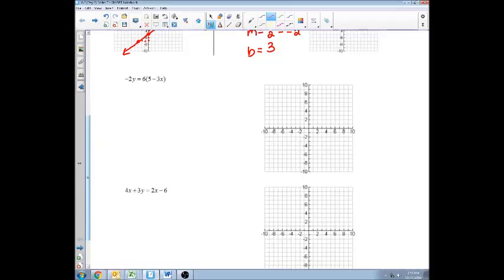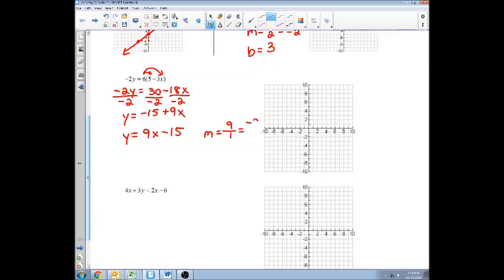First thing here I'm going to want to do is go ahead and distribute. So -2y is equal to 6 times 5 is 30. 6 times -3x is -18x. Now divide by -2. Everything is divided by -2. So y equals -15 plus 9x. We want to write that in standard form. So 9x minus 15. So my m is going to be 9 over 1, or -9 over -1. My b is going to be -15.